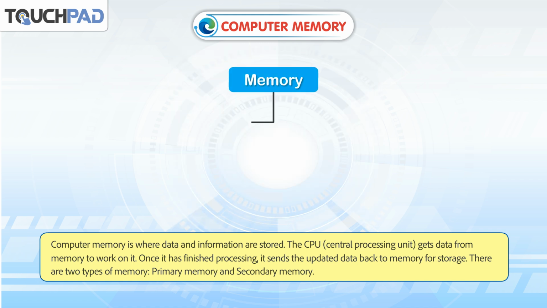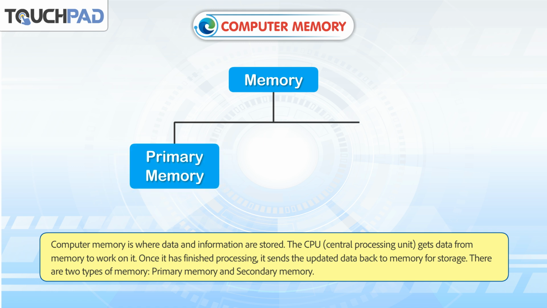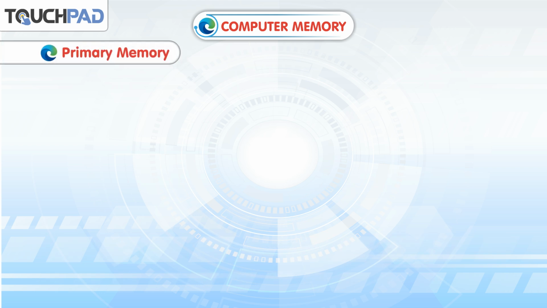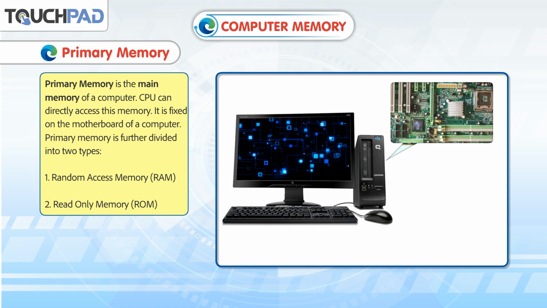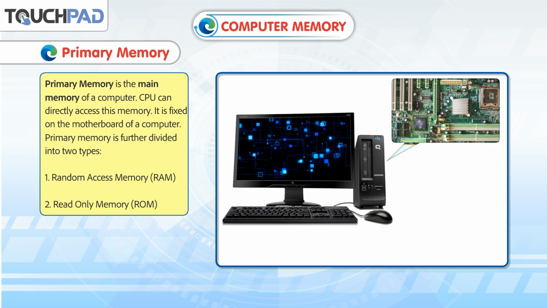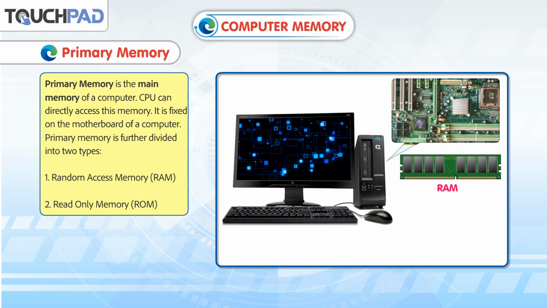There are two types of memory: primary memory and secondary memory. Primary memory. Primary memory is the main memory of a computer. CPU can directly access this memory. It is fixed on the motherboard of a computer. Primary memory is further divided into two types. 1. Random access memory, RAM. 2. Read-only memory, ROM.